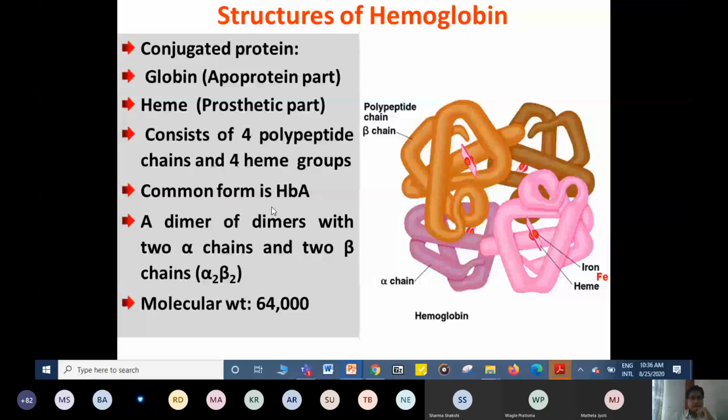The common form is hemoglobin A. There are different forms of hemoglobin, which we'll see later on. We also know about hemoglobin A2 and fetal hemoglobin. All these hemoglobins have a tetrameric structure, but the chains are different. Some are 2 alpha 2 beta, some are 2 alpha 2 delta. Like this, the chains are different. And we are mainly talking about hemoglobin A. That's why 2 alpha and 2 beta chains. Molecular weight is 64 kilodaltons.